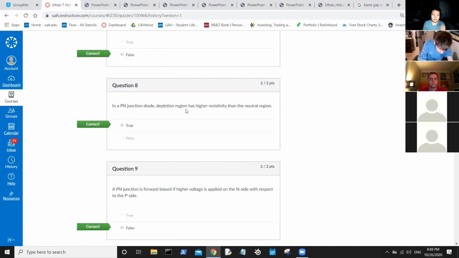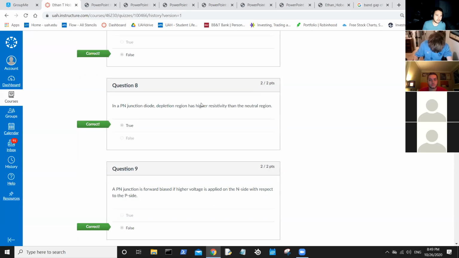In a PN junction diode, the depletion region has higher resistivity than the neutral region. Yes. The reason behind this: the depletion region decreases under forward bias and increases under reverse bias. If you remember that, you know that reverse bias is when you want the maximum resistance. If the depletion region increases, then it must mean it has some higher resistivity than the neutral portions, right? Because if the depletion region increases when your diode's supposed to have a higher resistance, obviously the increased depletion region is causing that resistance bump.